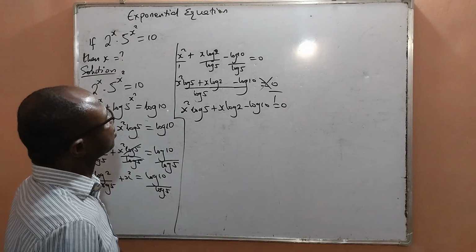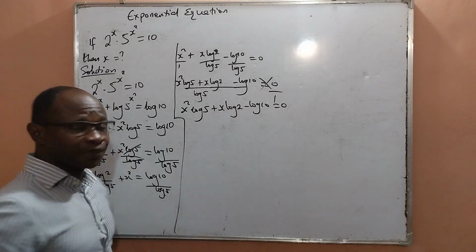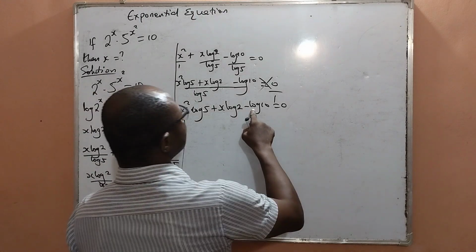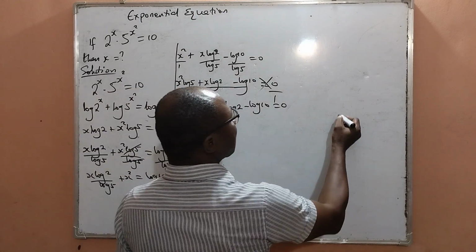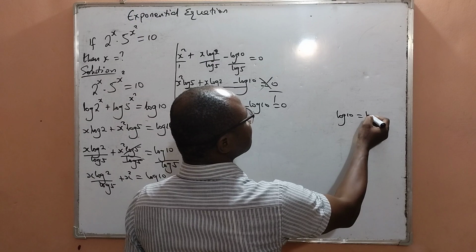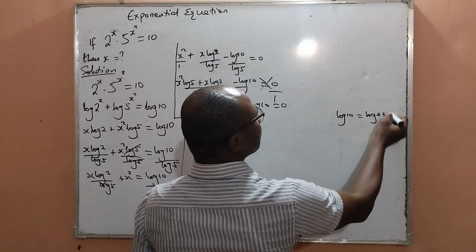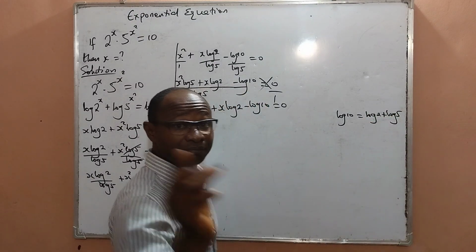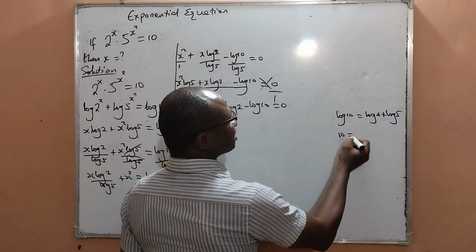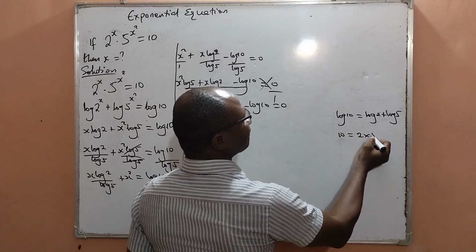We solve mathematics. Okay, you see, if I have log 10, it is the same thing as log 2 plus log 5, because 10 is the same thing as 2 multiplied by 5.